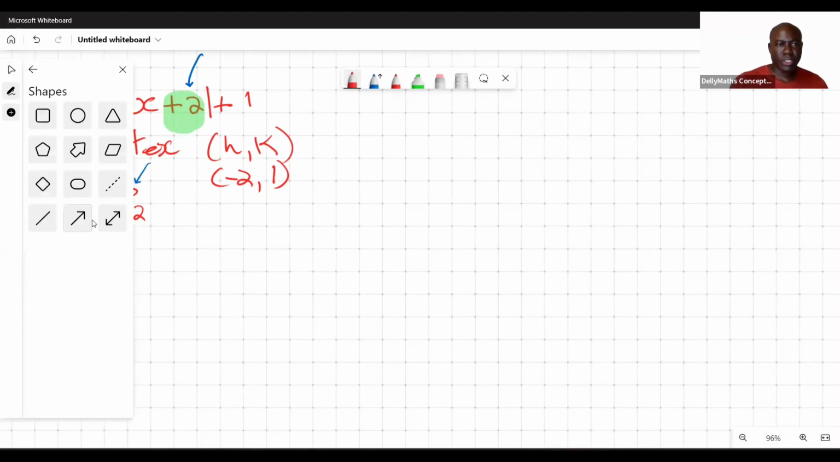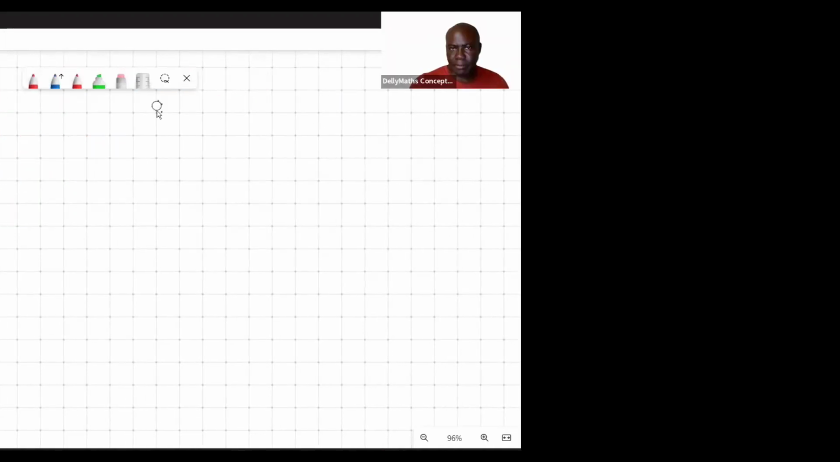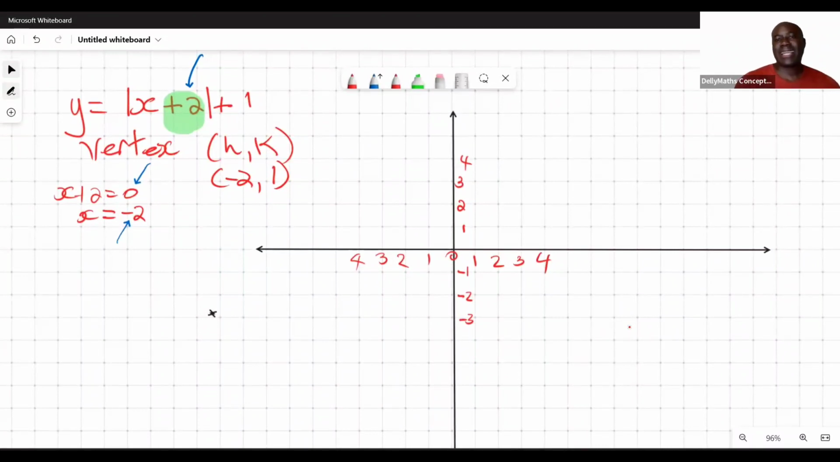Let's quickly drop an axis here. What I'm going to do here is to quickly identify the vertex first. So the vertex is at -2, 1. So -2, I'm going to put on the negative sign. So -2, 1 is right here.